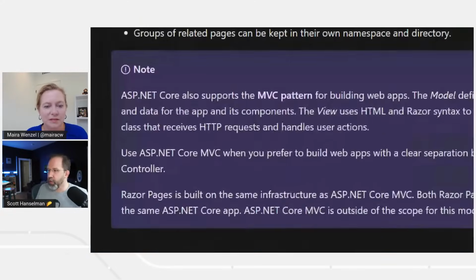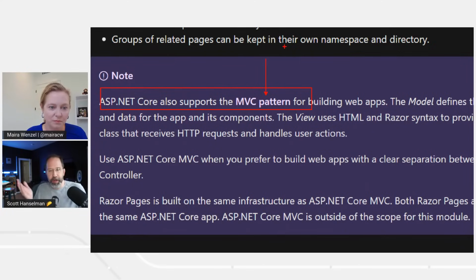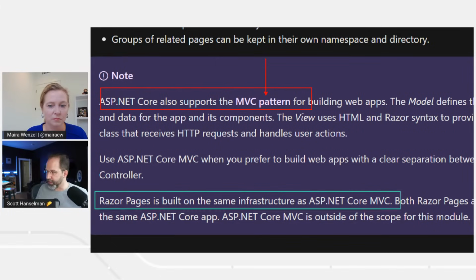Yeah. I do want to point out that ASP.NET does support MVC. And you don't have to pick one or the other, because Razor Pages is built on the same infrastructure as MVC. So you can mix and match. This is a confusing thing about web development. Just because you pick Razor Pages doesn't mean you can't also have a web API, or you can't also have a model view controller.